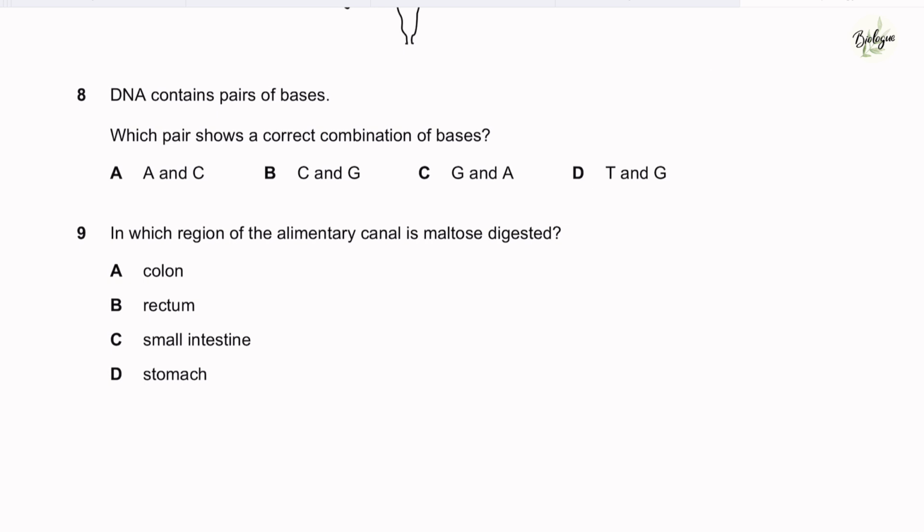Question 8. DNA contains pairs of bases. Which pair shows the correct combination of bases? Remember, A, T, G, C always. So A, C, no. C, G, yes. That's right. G, A, no. And T, G, no. So B is the answer. Easy question. Question 9. In which region of the alimentary canal is maltose digested?